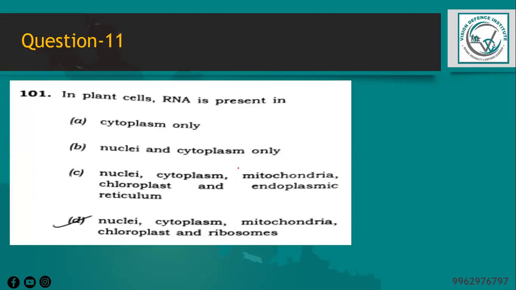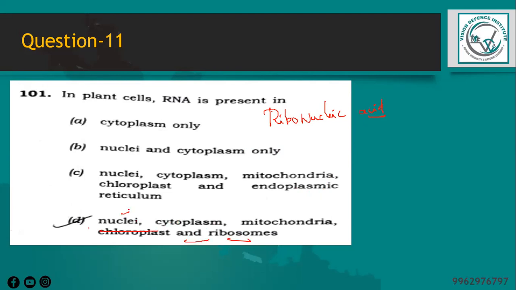And the next question is, in plant cells, RNA is present in. Generally we know that RNA is a ribonucleic acid. In the plant cell, this RNA can be found in multiple locations, including nucleus, cytoplasm, mitochondria, chloroplast, and ribosomes. Right. So the correct answer is D. Option D, that is nuclei, cytoplasm, mitochondria, chloroplast, and ribosomes.